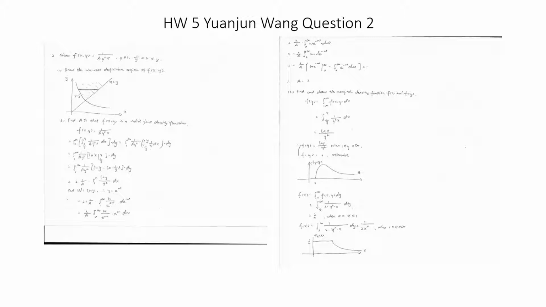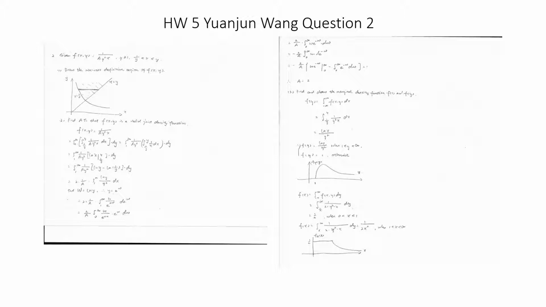Question 2 is saying find the value of A so that f(x,y) is a valid joint density function. So f(x,y) equals 1 over A times y squared times x. So it is equal to the integral from 1 to infinity, and then the integral from 1 over y to y, of 1 over A times y squared times x dx, and then after that dy.